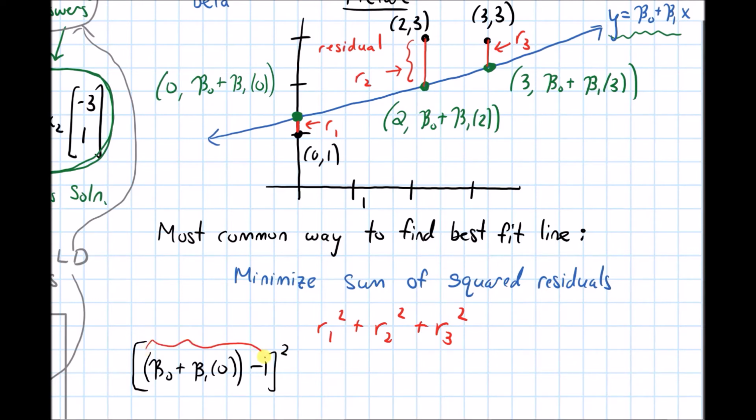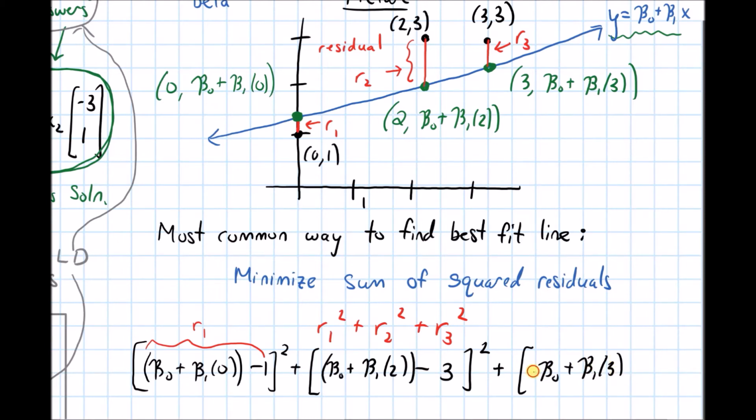So this right here is R1. And now let's do the same thing for R2 squared and R3 squared. R2 squared in the same sort of way, I'm going to stick to this same format. I'll do beta naught plus beta 1 times 2 minus the other y coordinate, which is 3. That's from my data point. Square that, plus R3, which is going to be beta naught plus beta 1 times 3 minus its y value that's actually observed, the data point. That's the 3. And then we square that.